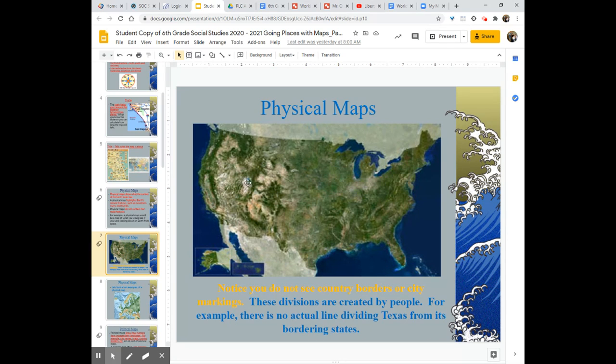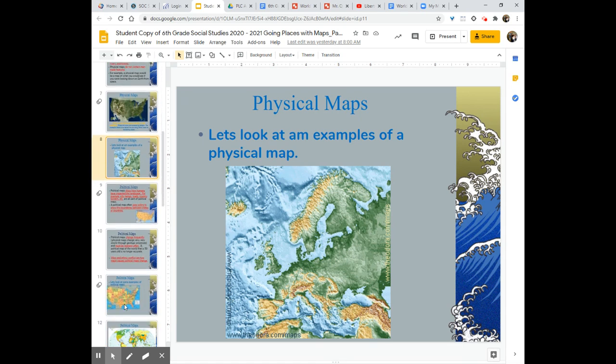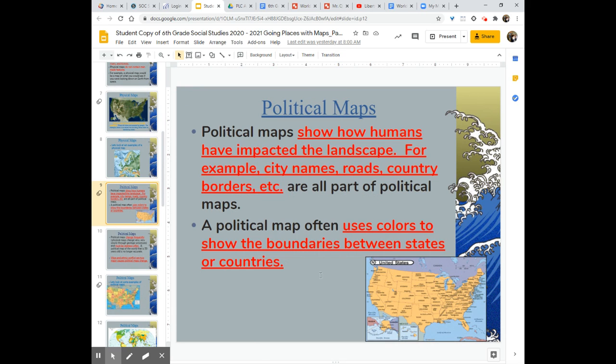But you can see the mountainous region of the United States. You can see the Pacific Northwest and its very forested region. You can see the Great Lakes of the United States. These are all physical features. All of the other divisions are created by people. Here we have a physical map of Europe. And again, it's very difficult to tell if you don't already know what Europe looks like from a physical standpoint.